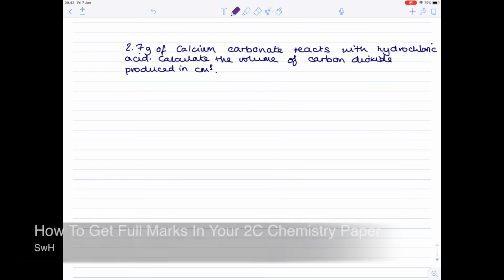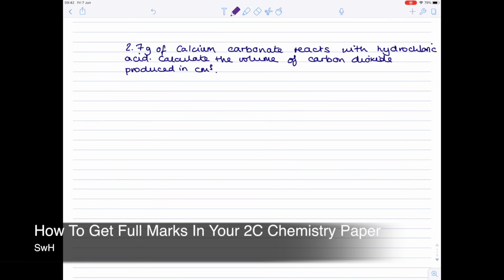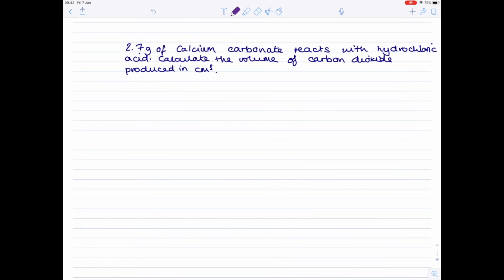Hi guys, in today's video I'm going to go over some paper 2 specific topics for IGCSE Edexcel chemistry. So we're going to start by looking at gas volumes. So you could get a question like this: 2.7 grams of calcium carbonate reacts with hydrochloric acid. Calculate the volume of carbon dioxide produced in centimeters cubed.